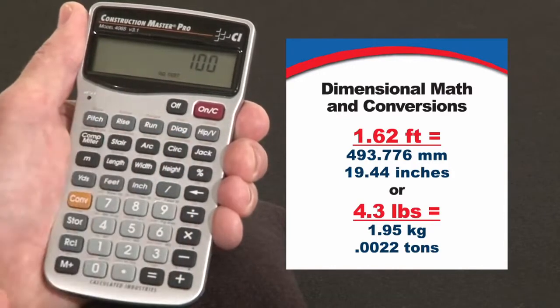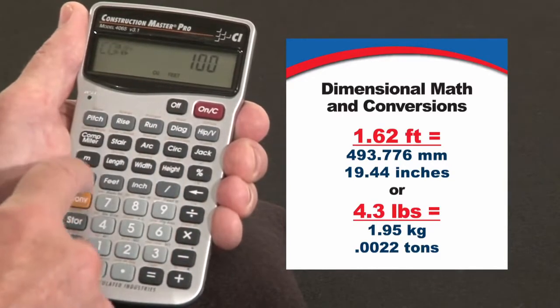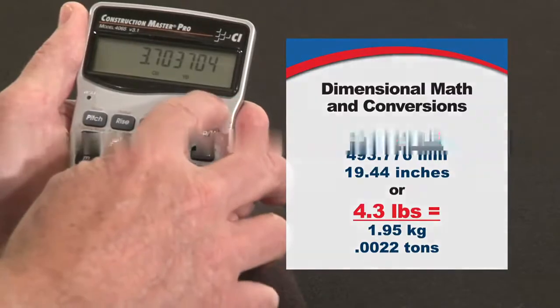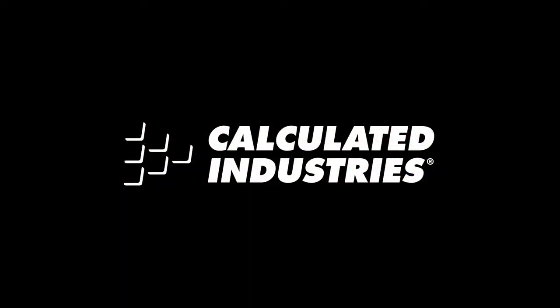See, it now says square feet. You can now start calculating with that. Or if you press it one more time, it goes to cubic feet for cubic volume, and then you can convert that to yards or whatever else you want to do with that. So that's a quick overview on the dimensional math and conversion functions.